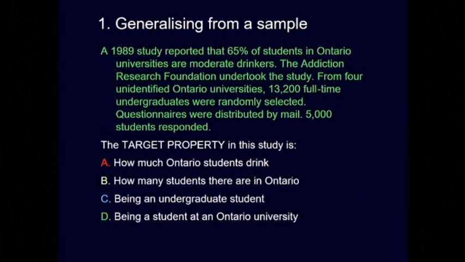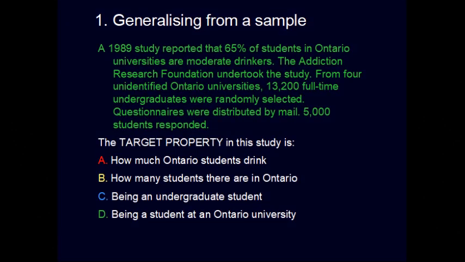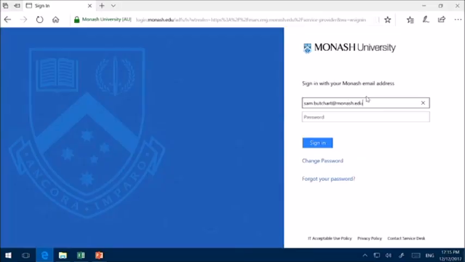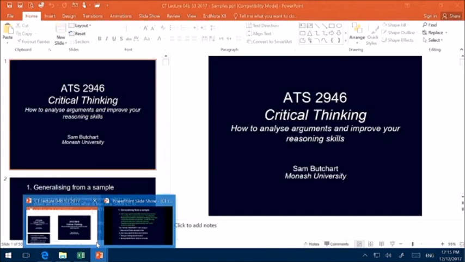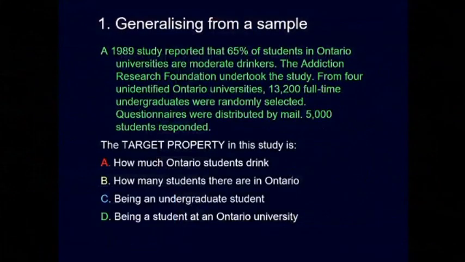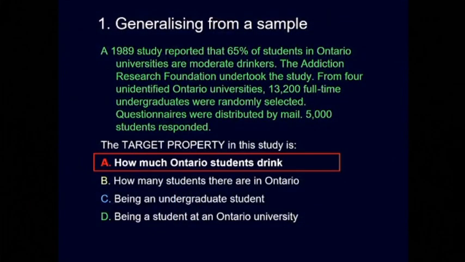Okay, so what's the target property? A, how much Ontario students drink, which is the right answer. Right? That's what they're trying to determine. That's the feature of interest that they're trying to measure. How much Ontario students drink.